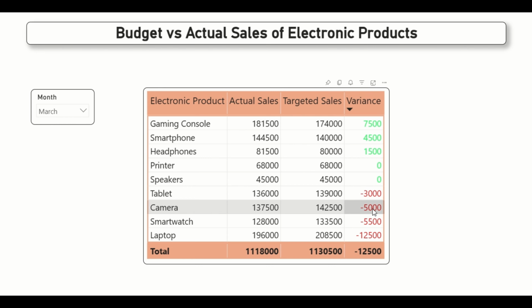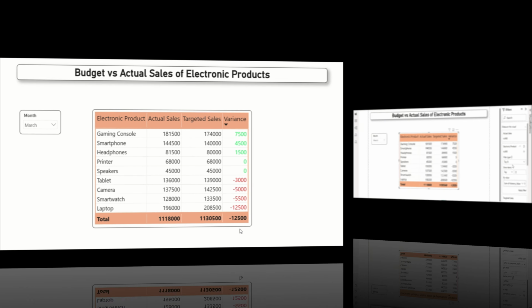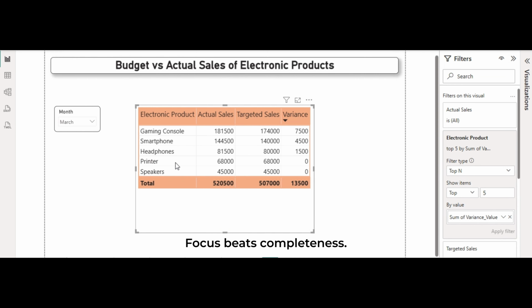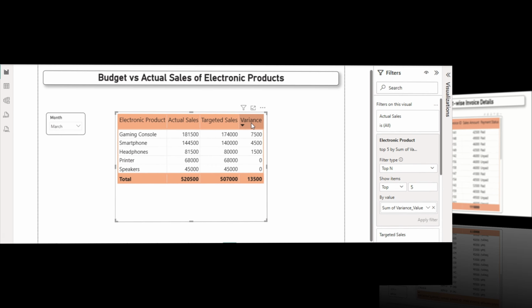Direction answers good or bad. Sorting answers how much. Keep these concepts separate. Ranking is about focus. Top-end views help users act without being overwhelmed.